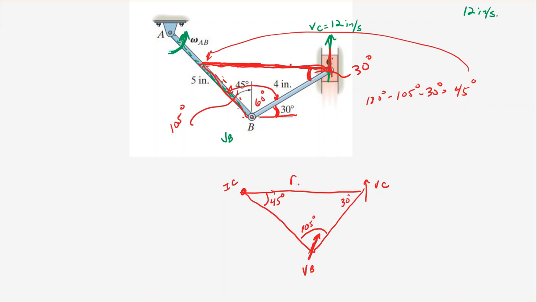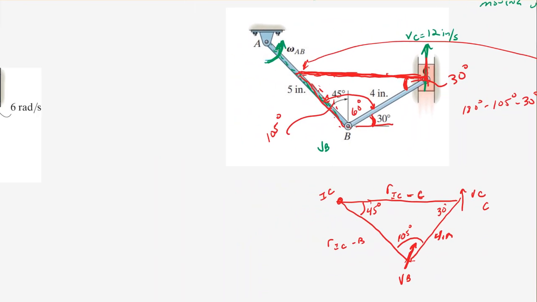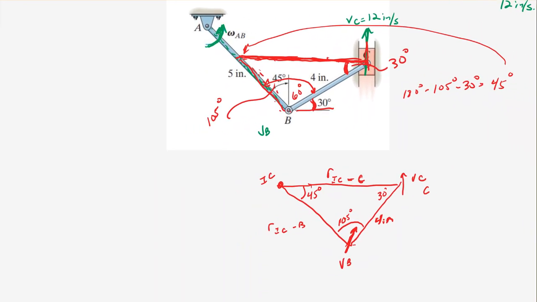This is your R from your instantaneous center of zero velocity over to C, right? Because this would be C. C? Too many C's. Okay, this would be R. This is your instantaneous center over to B, because this would be B down here. All right. Everybody okay so far? And we know that this is 4 inches. Okay. Well, look, I know all my angles and I know one side.